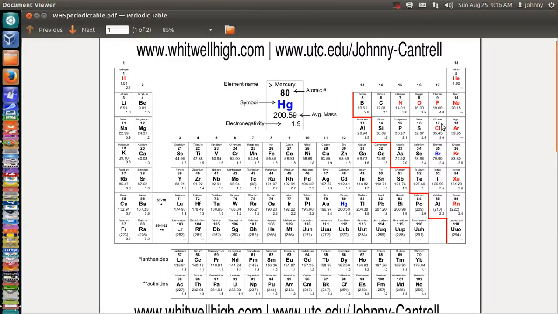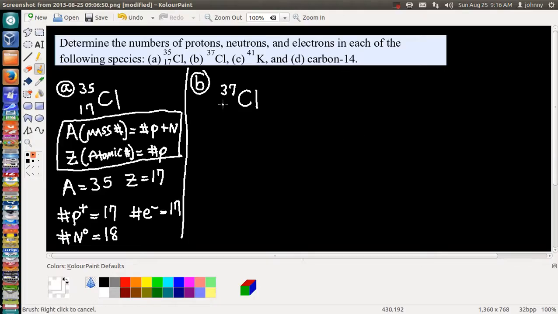Notice it's the 17th element. Chlorine is the 17th element. Since it's the 17th element, it has 17 protons. And once again, they're telling us this thing has no charge. Now all we need to do is write down A is equal to 37. That's our mass number.